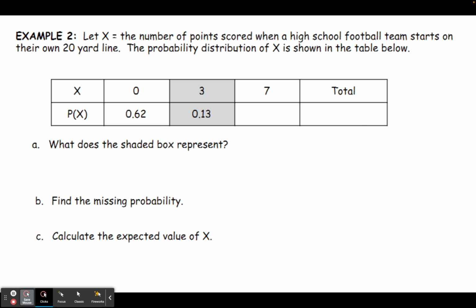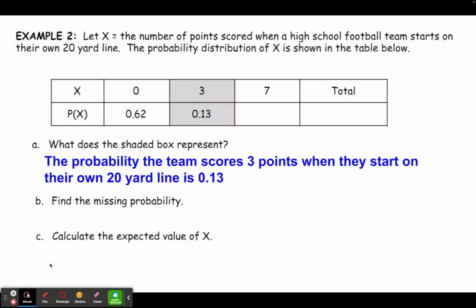So we've got most of the chart filled in. The only thing that's missing is the probability in this box right here. That's what we need to find. And so we're going to do that, and then we're going to also answer the questions. So first, the shaded box there is the value of X is 3, and the probability that X is 3 is 0.13. What that means is that the probability that this team scores 3 points when they start on their own 20-yard line is 0.13.